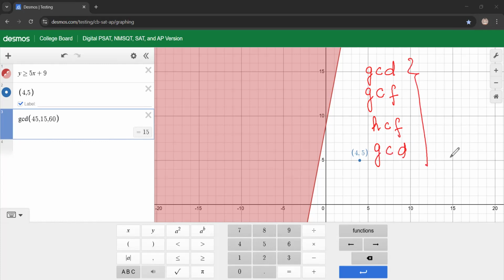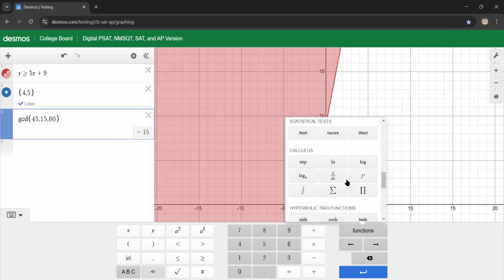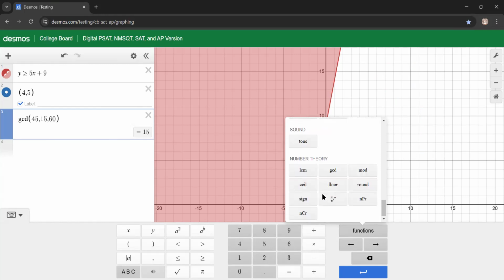All these four words mean one and the same thing. They are not different. But in Desmos, you have GCD. Okay, remember this as well. It is very helpful to find the GCD and LCM of numbers. Don't use it for variables. For variables, do some math.